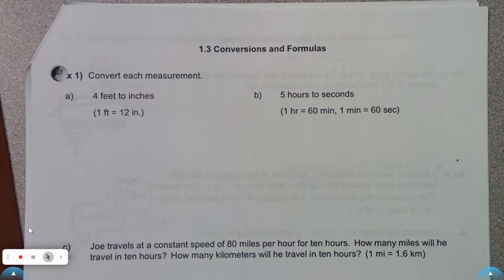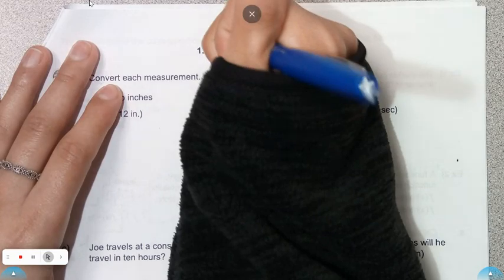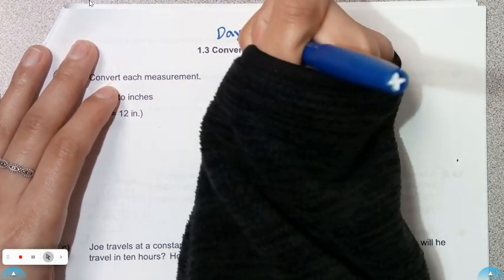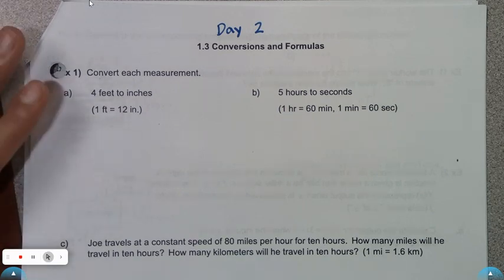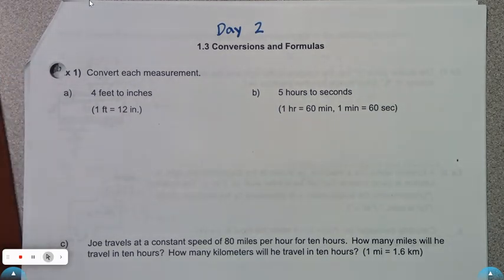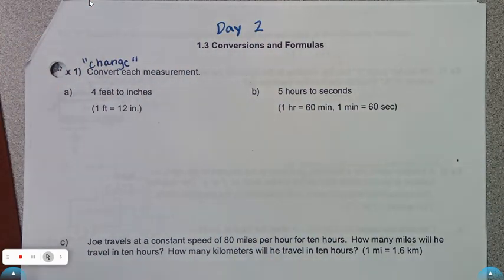Okay, today is day 2 of grade repair, and we are starting off with lesson 1.3. So today we are starting day 2, and we're doing conversions and formulas. For 1.3, it was all about converting something to a different measurement. Remember that the word convert means to change. So it's still the same measurement, but I'm just converting it to a different unit.